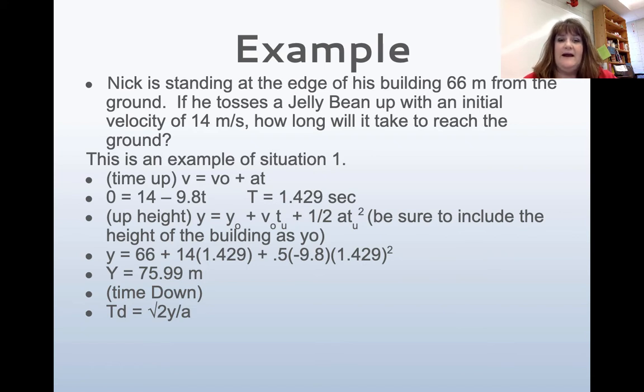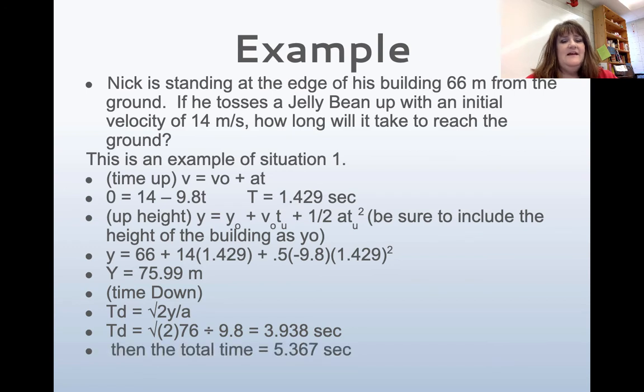Then if we were going to find the time down, which it did ask how long will it take to reach the ground, I have to find time down using the ultimate height that I just found. So again, this is going to be a triple rounding error because I'm using a value of a value that I used. So this is the square root of 2 times 76 divided by 9.8, which is 3.938 seconds. Therefore, your total time, time up plus time down, should be 5.367 seconds.